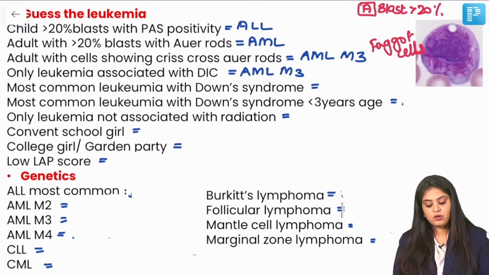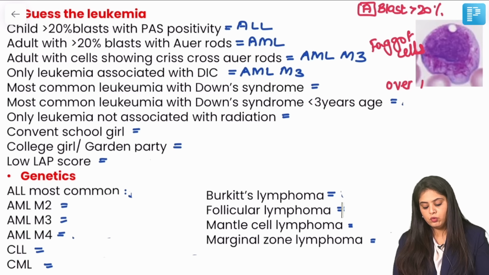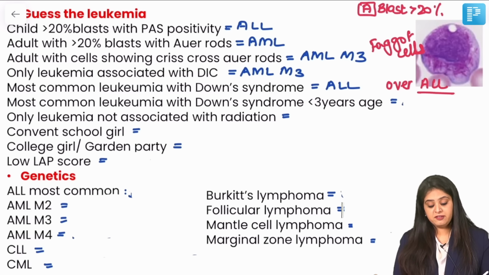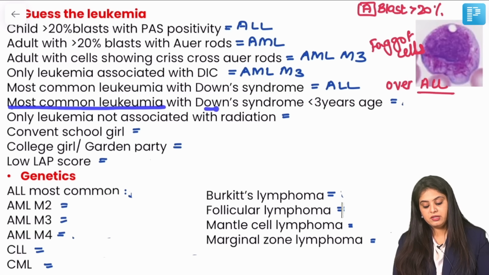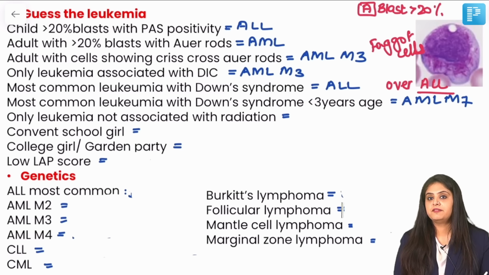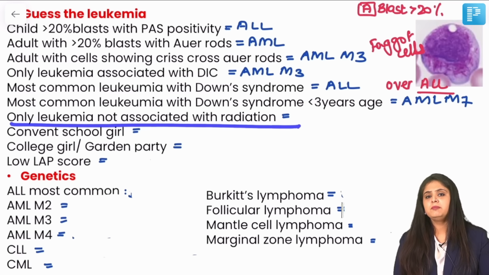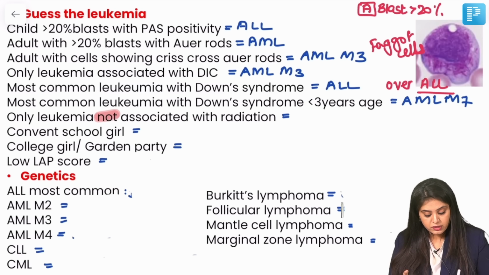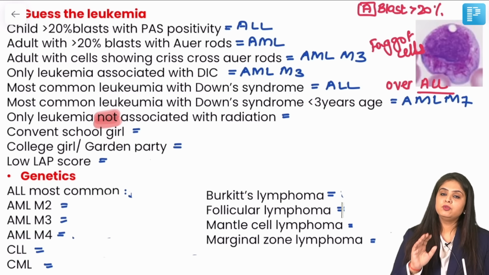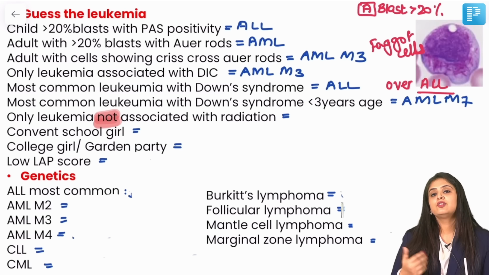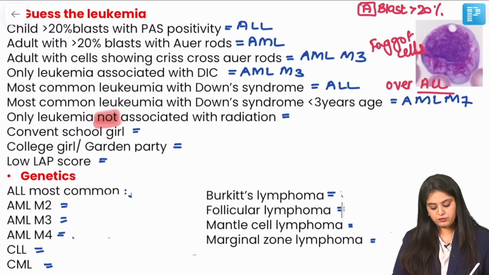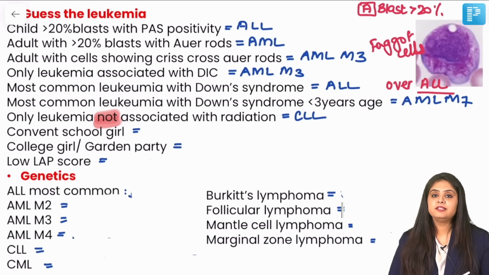Next, which is the most common leukemia associated with Downs? See, if they don't give me the age and they ask me overall which is the most common leukemia with Downs, it is ALL. But if they give me the age and say which is the most common leukemia in Downs less than 3 years of age, that is going to be AML M7. Coming to the next, which is the leukemia not, read this carefully, not associated with radiation. See, usually radiation is such a deadly thing, it can cause every cancer, but they've asked you which is not associated with radiation, and that is CLL.